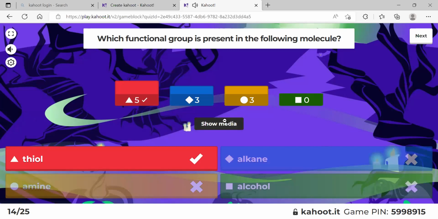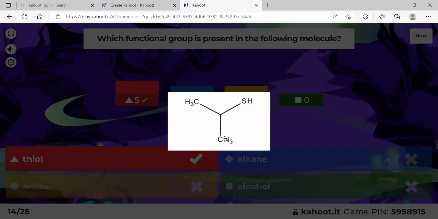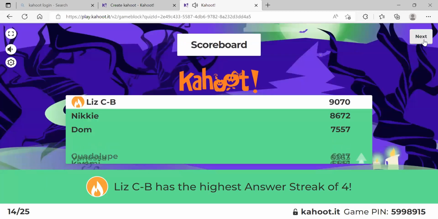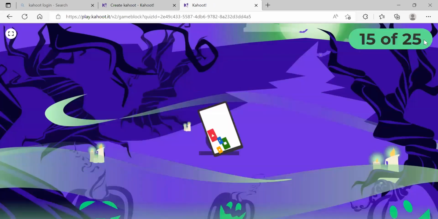Great. As you can see, here we have a methyl, but that SH group in the corner is what makes it a thiol in terms of functional group. Let's continue. Let's move on to question 15.